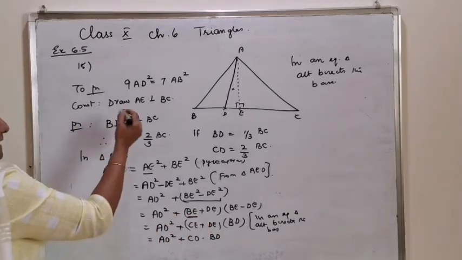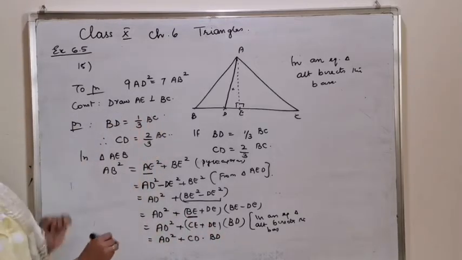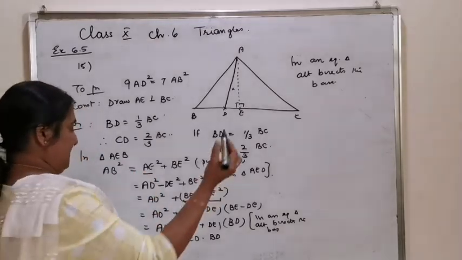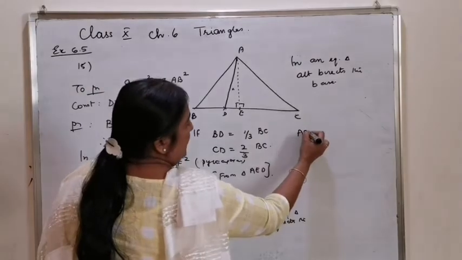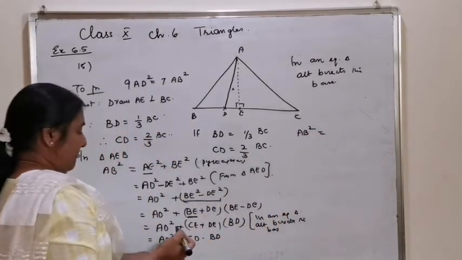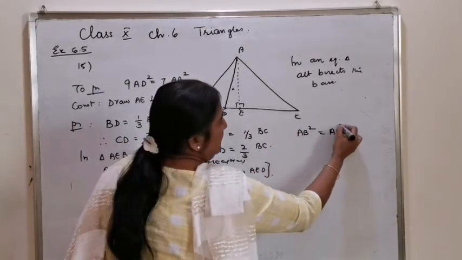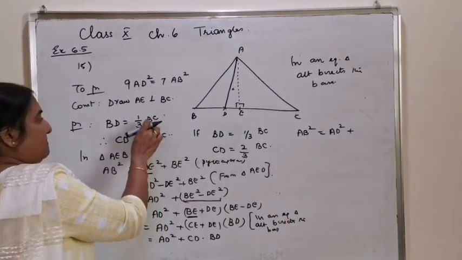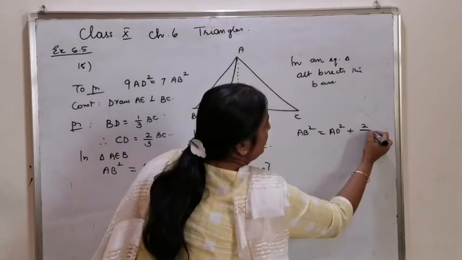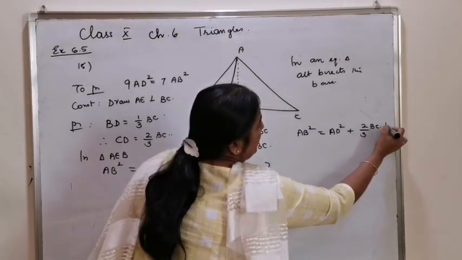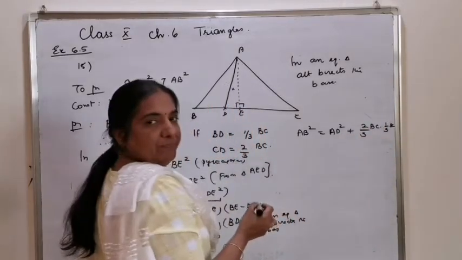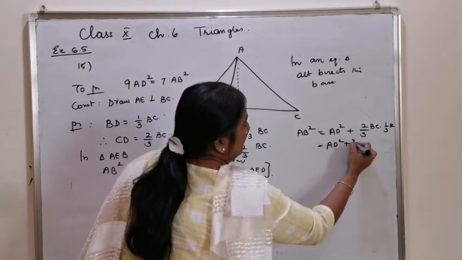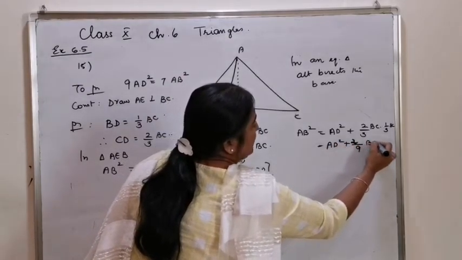Then the lengths of BD and CD have been set here. Substitute as AB square is equal to AD square plus CD is 2/3 BC, BD is 1/3 BC, so 2/3 BC into 1/3 BC, which is the same as AD square plus 2/9 BC square.